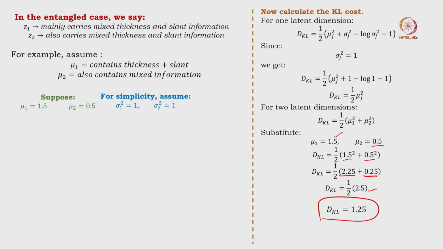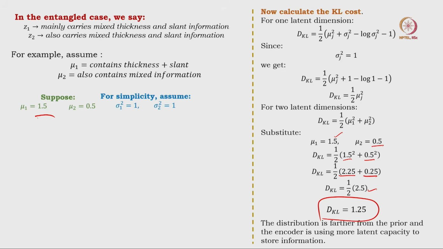The mean of it is far from the normal distribution 0. If it is far from the normal distribution, the value is very high. If the value is very high, it means that it is capturing more information. If it is capturing more information, then whatever Z1 you get is the combined one. So this is entangled, right? I hope this is clear to you.